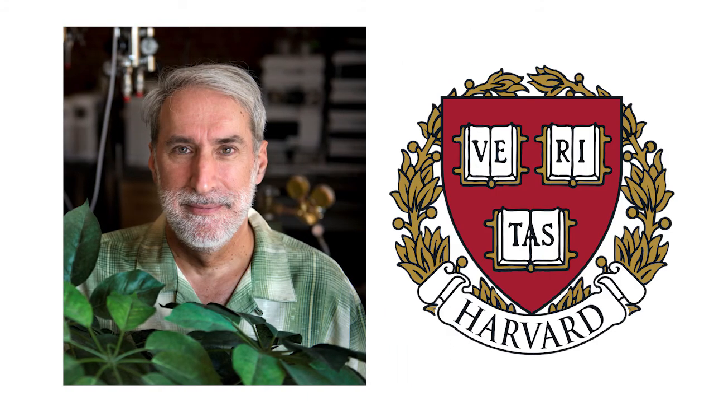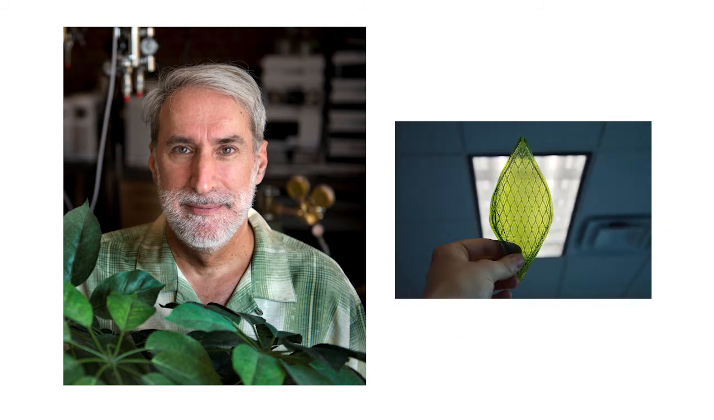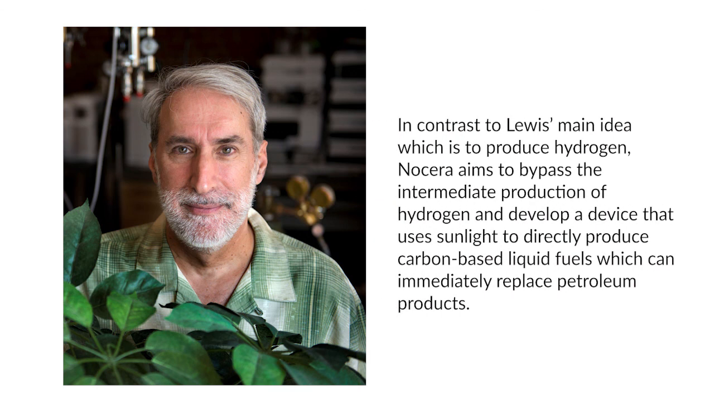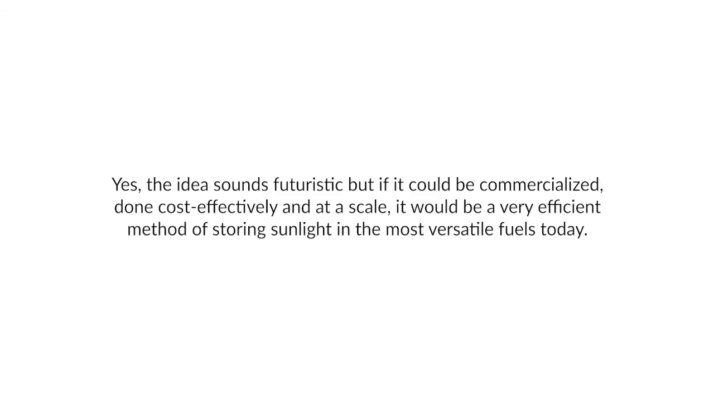Dan Nocera, on the other hand, is a scientist from Harvard University who is also aspiring to commercialize an artificial leaf. However, in contrast to Lewis's main idea, which is to produce hydrogen, Nocera aims to bypass the intermediate production of hydrogen and develop a device that uses sunlight to directly produce carbon-based liquid fuels, which can immediately replace petroleum products. Yes, the idea sounds a bit futuristic, but if it could be commercialized, done cost-effectively, and at scale, it would be a very efficient method of storing sunlight in the most versatile fuels today.